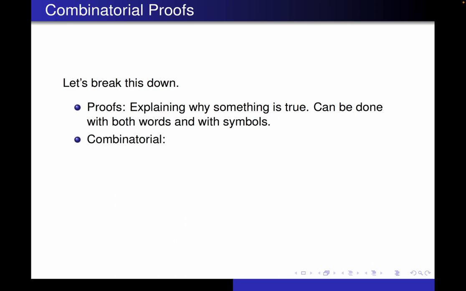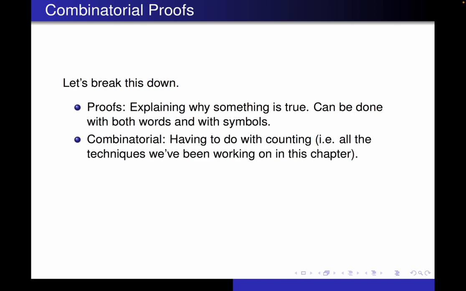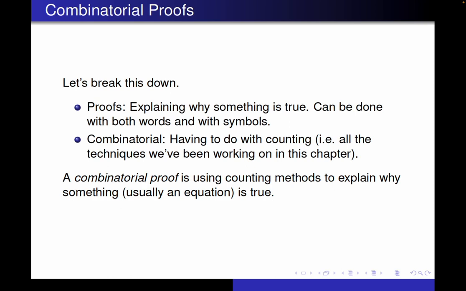And then there's the word combinatorial, and all that means is it has something to do with counting. That's just all the stuff that we've been working on in this chapter, counting stuff. So a combinatorial proof is using counting methods to explain why something is true. And for our purposes, that something is usually going to be some kind of an equation, a special kind of equation that we call an identity.